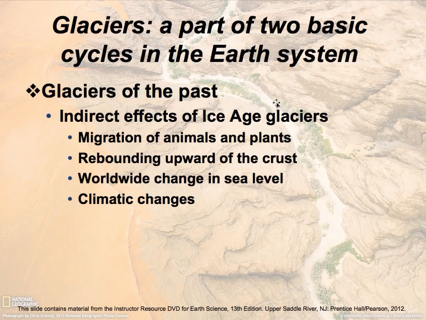Other effects are rebounding upward or deformation downward of Earth's crust. The hydrologic cycle is controlled by the extent of ice sheets. And so you have feedback cycles that will complicate and alter the global circulation pathways, which ultimately control weather.